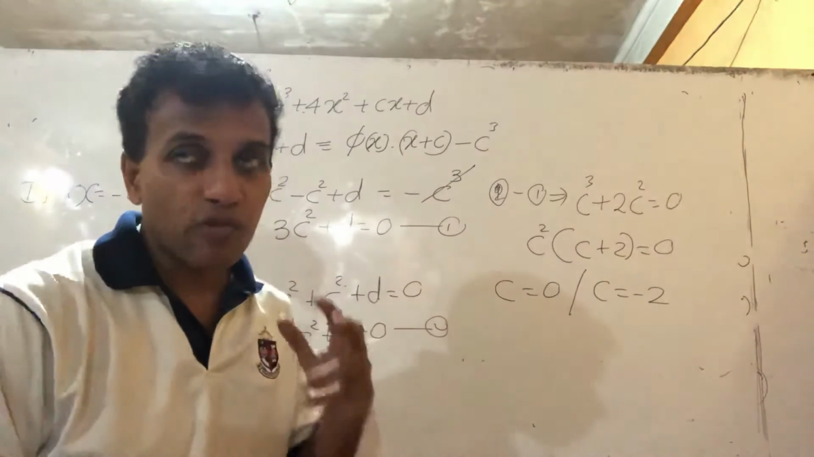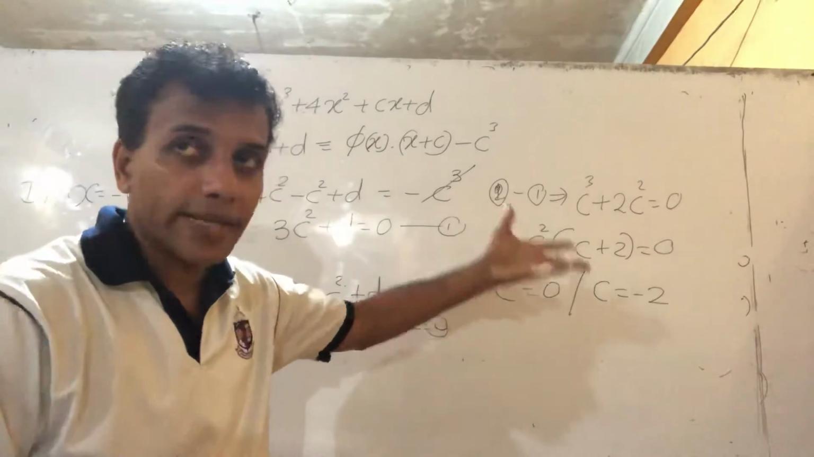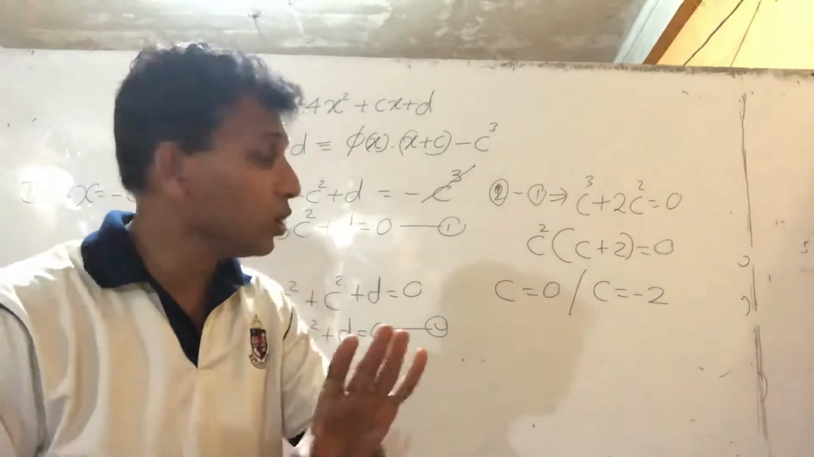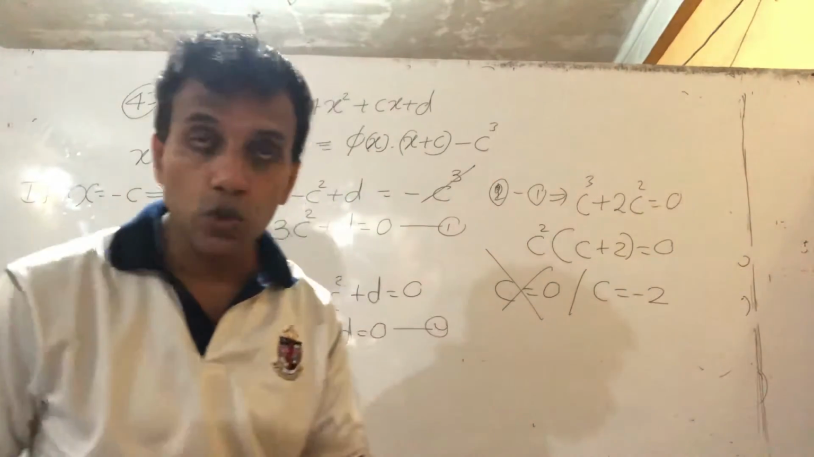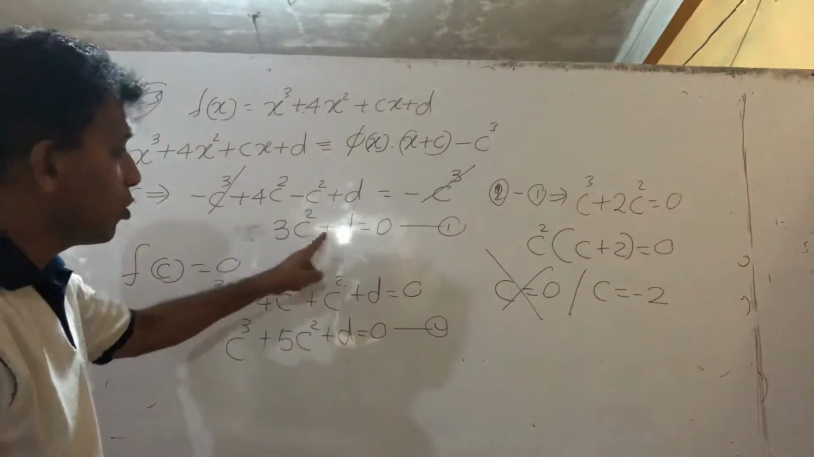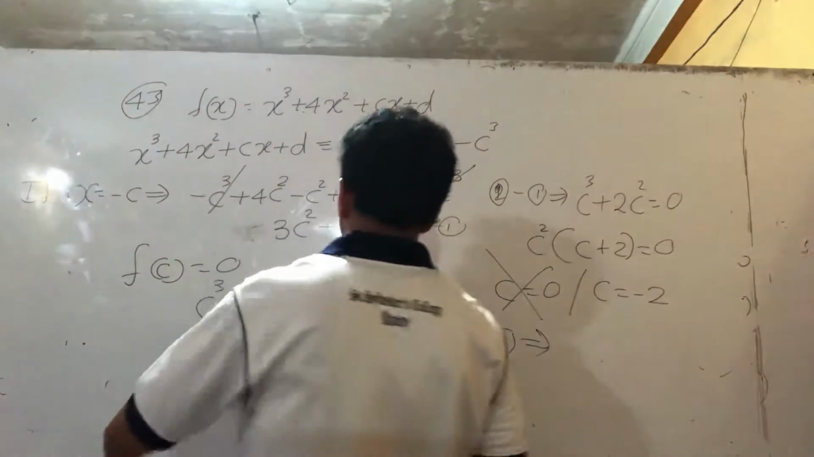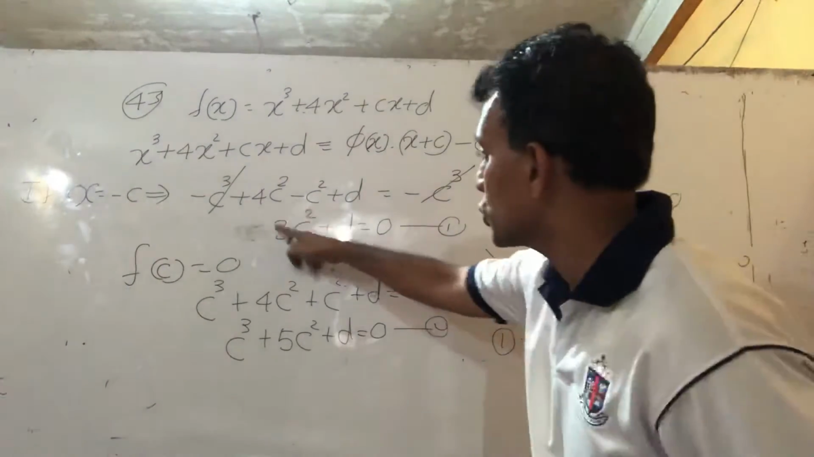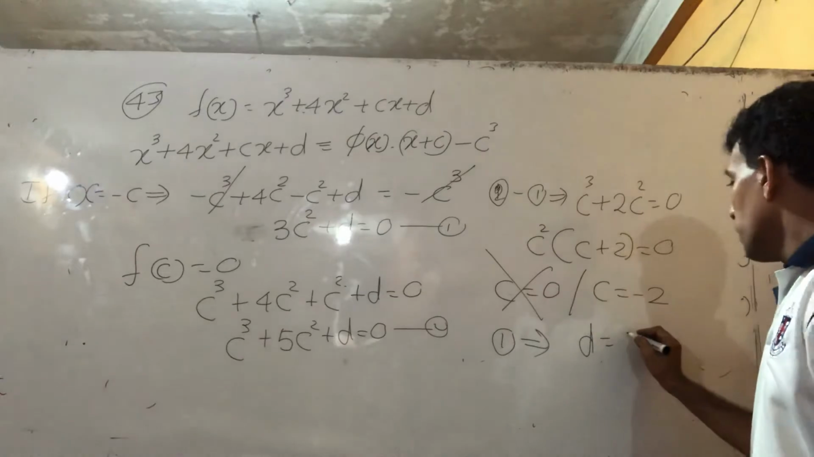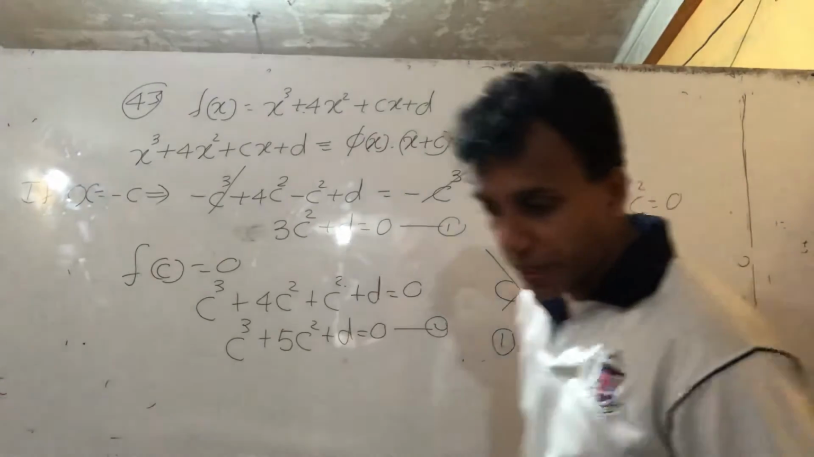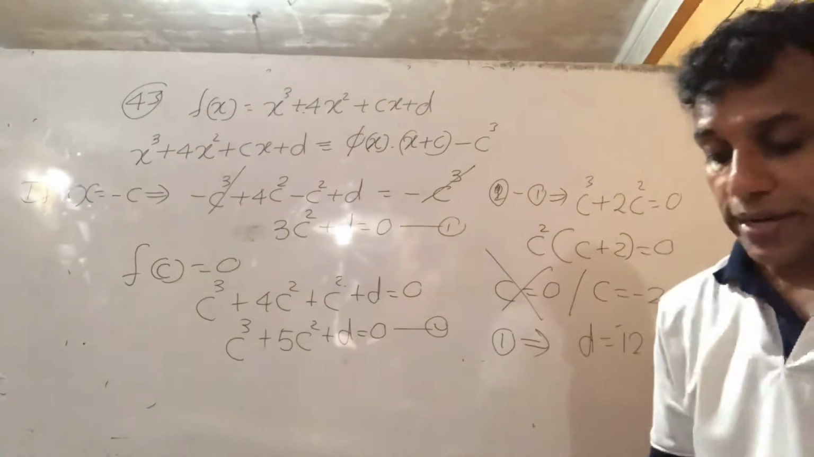Two solutions are valid for this equation, because it's a cubic pattern: c is 0 or minus 2. But the problem says c is not equal to 0, so we won't allow that one. So the c answer is minus 2. Then put c as minus 2 in the first equation to find d. So d becomes minus 12. So we have shown that c equals minus 2 and d equals minus 12.